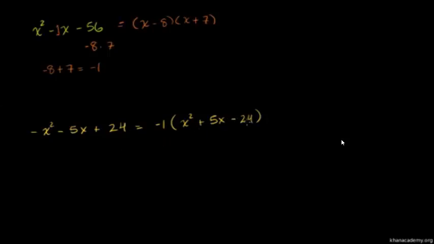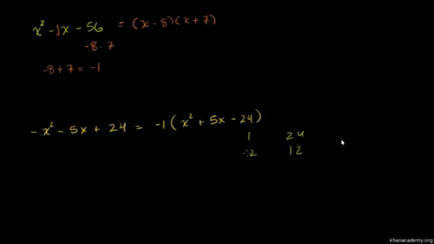I need two numbers that when I take their product, I get negative 24. So one will be positive, one will be negative. And when I take their sum, it's going to be 5. So let's think about 24. It is 1 and 24. Let's see, if this is negative 1 and 24, it's negative 23. If it was the other way around, it would be positive 23. It doesn't work. What about 2 and 12?